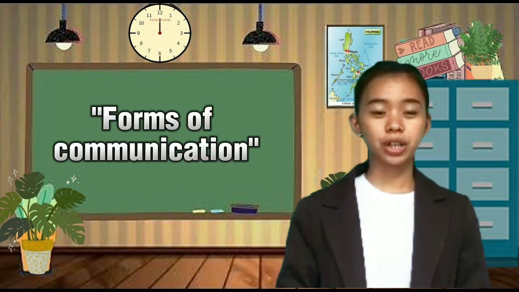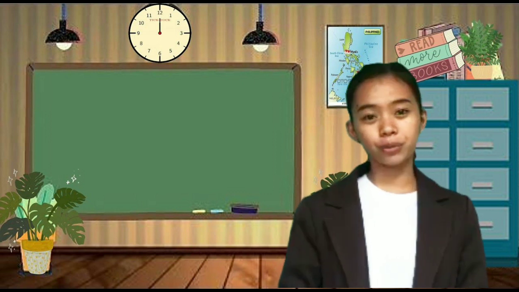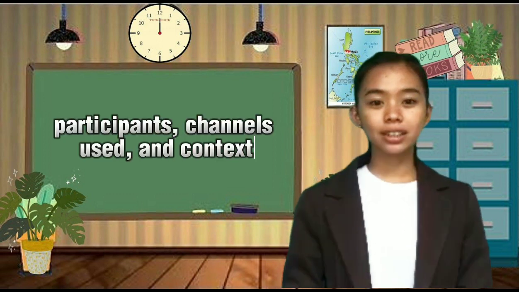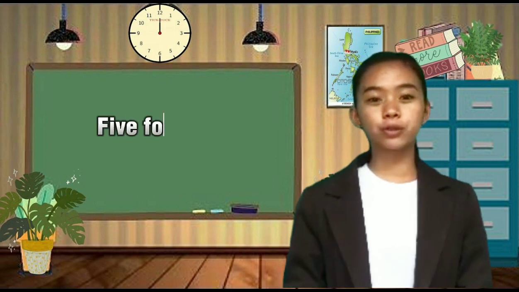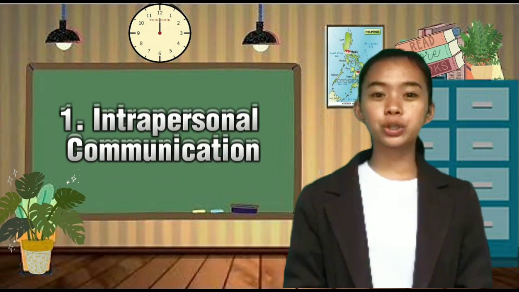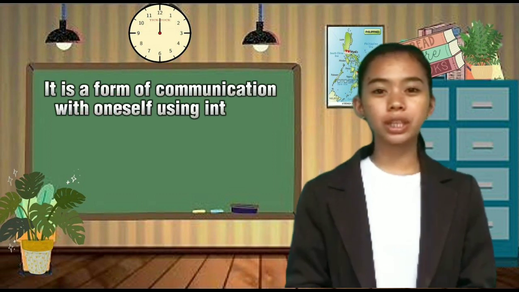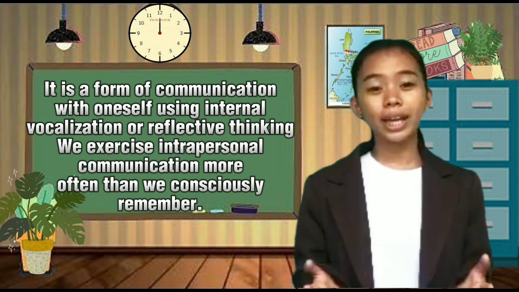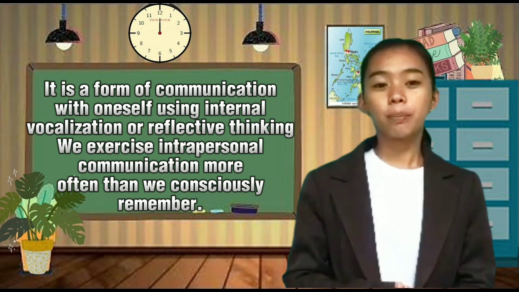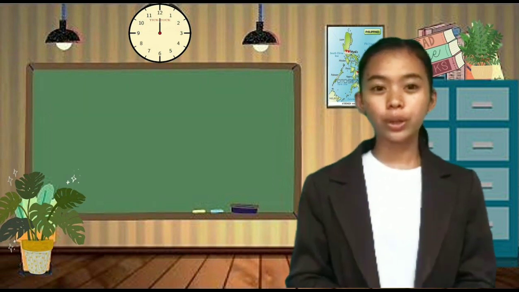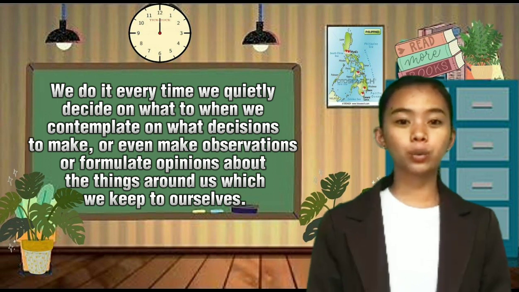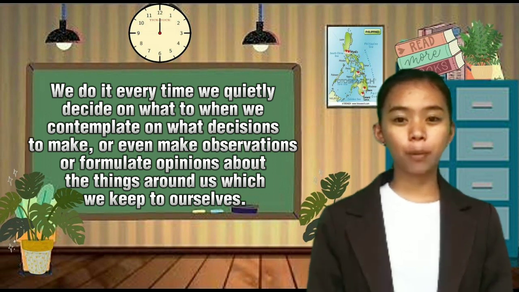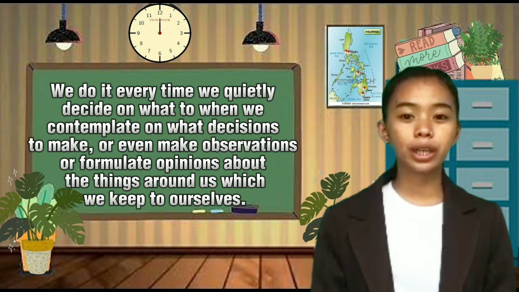Forms of communication. Communication may come in different forms. These forms may vary and differ in terms of participants, channel use, and context. The following are the 5 forms of communication. Number 1. Intrapersonal communication. It is a form of communication with oneself using internal vocalization or reflective thinking. We exercise intrapersonal communication more often than we consciously remember. We do it every time we quietly contemplate what decisions to make, or even make observations or formulate opinions about the things around us which we keep to ourselves.